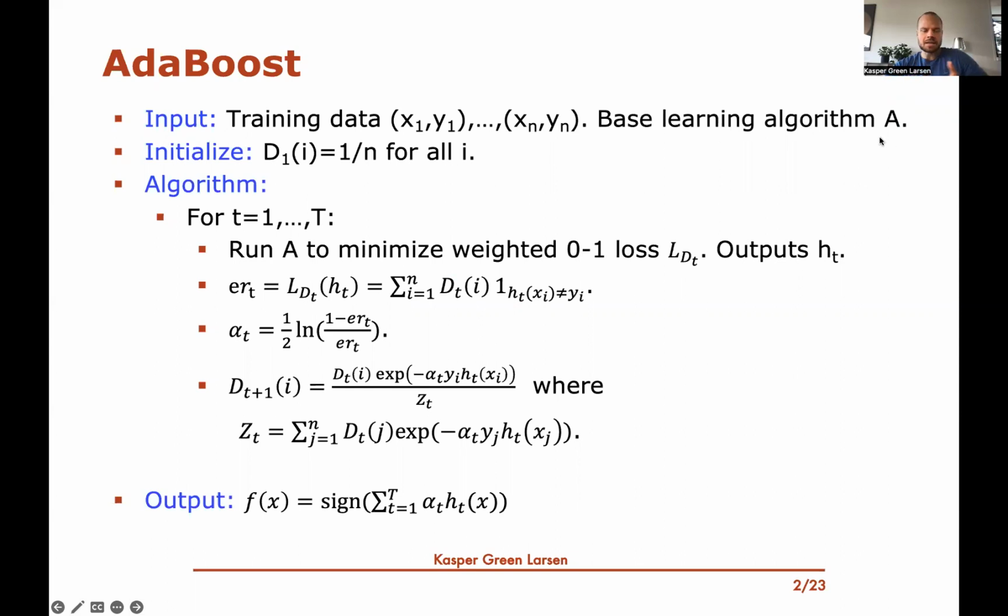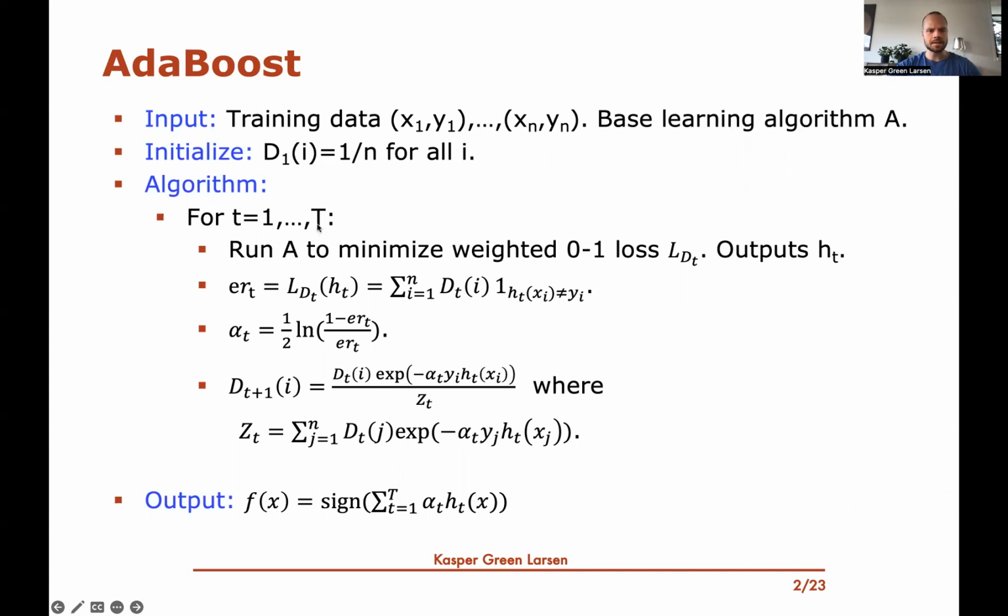If I have also a base learning algorithm A, then AdaBoost is a way to train multiple hypotheses using this base learning algorithm and combine them into, I guess, a stronger hypothesis based on them. And the basic idea is that we have some weighing, again, on the training examples. So you should really watch the previous video if you haven't done so. You have a weight on all the training examples. It starts with being a uniform weight before you start.